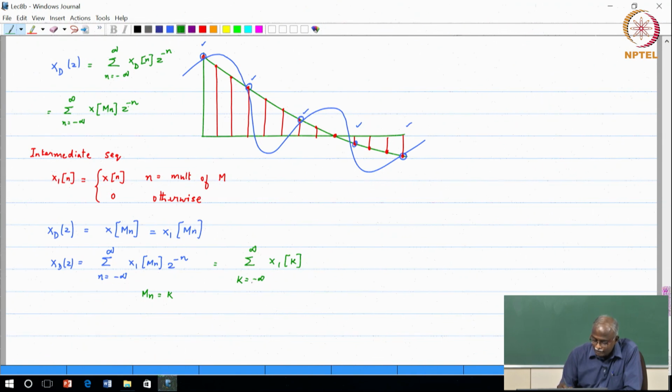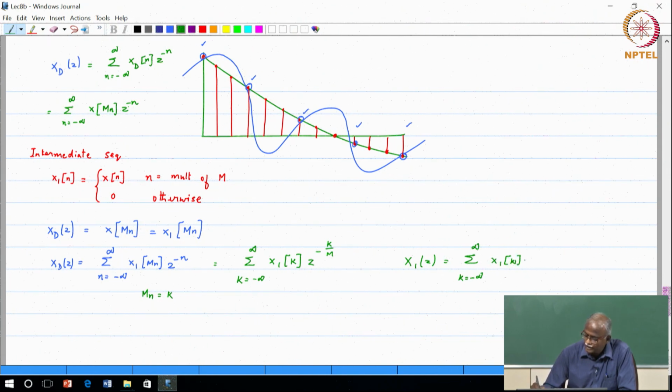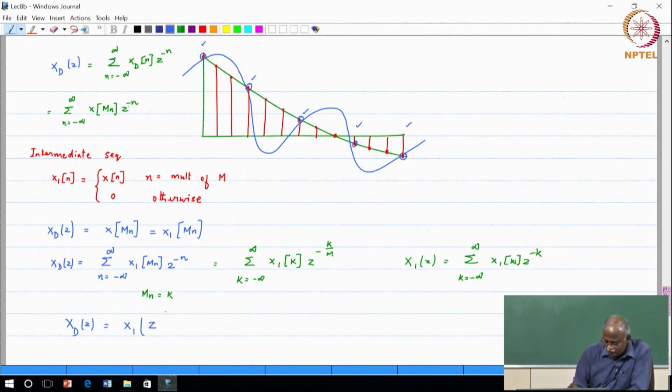So if I am running my summation over this variable k, which is equal to Mn, then z^(-n) will come out to be z^(-k/M). It is a modification of that. If X1(z) is equal to the summation k equal to minus infinity to infinity of x1[k] z^(-k) is the general definition of X1(z), then I now have an expression for Xd(z). Xd(z) is nothing but X1(z^(1/M)).